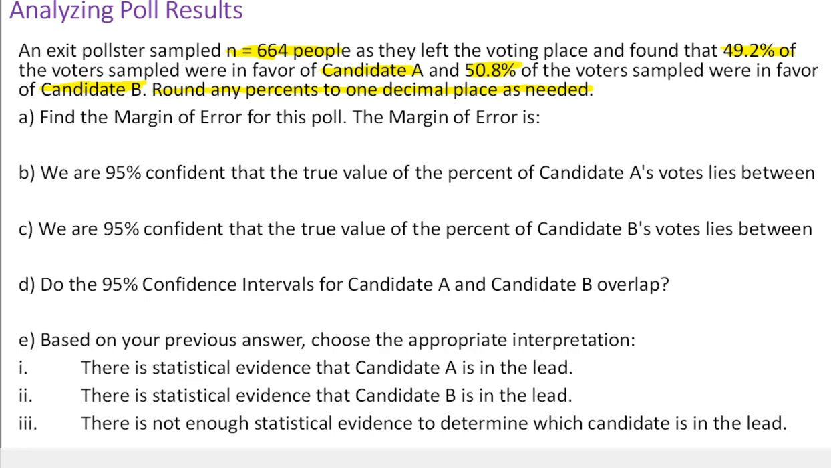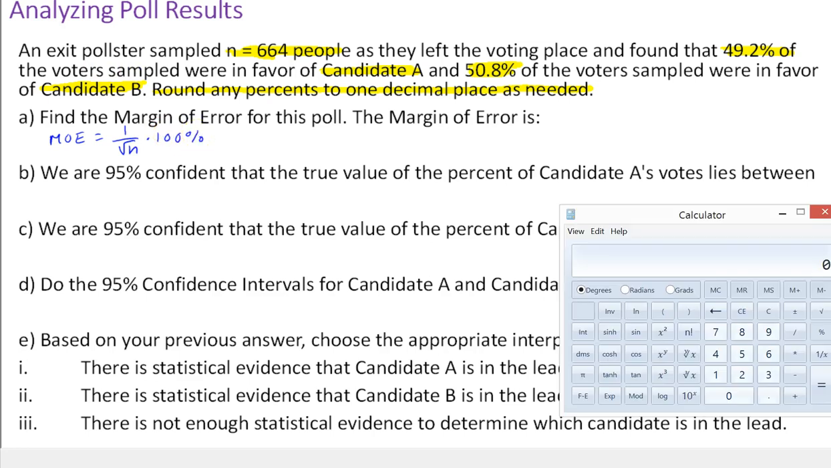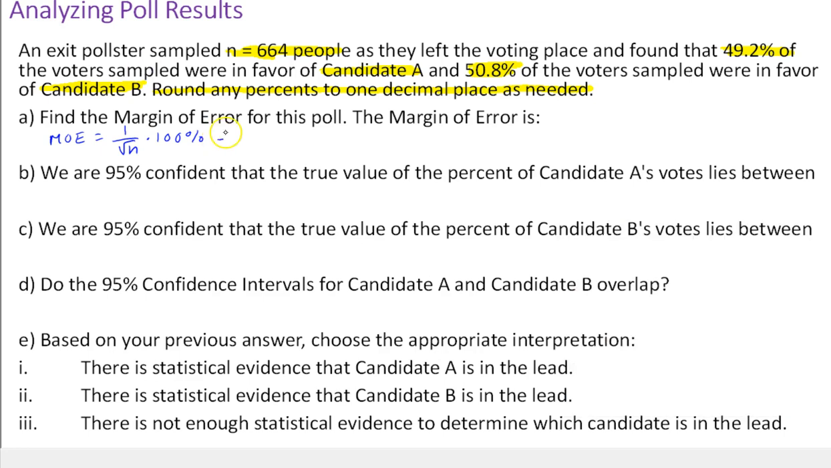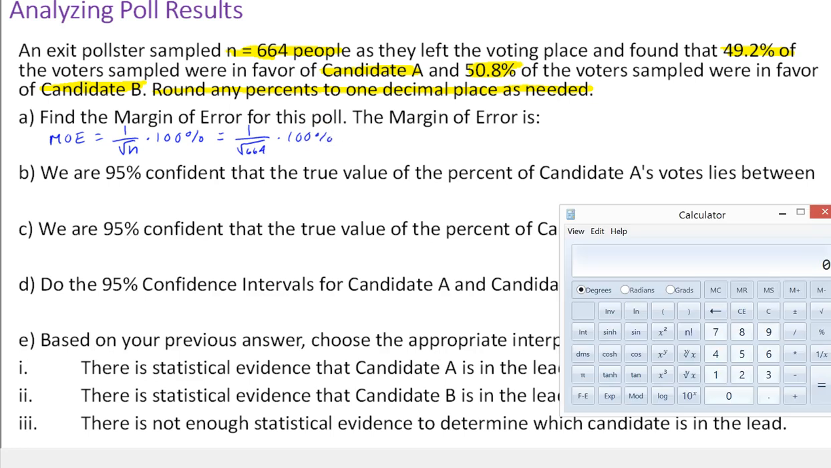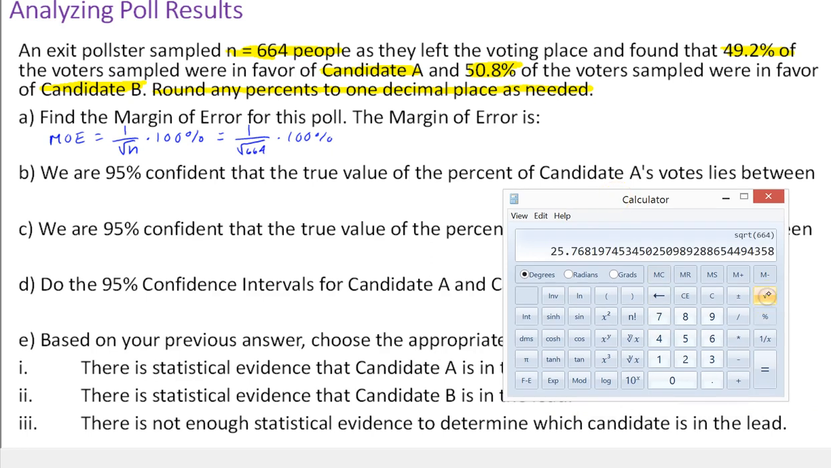So first we're going to find the margin of error. The margin of error is 1 over the square root of the sample size times 100% to write it as a percent. So our sample size given is 664. Let's put that in the calculator. We're going to take 664, take the square root, reciprocate it, and multiply by 100. And to one decimal place, we'd round up to 3.9%.